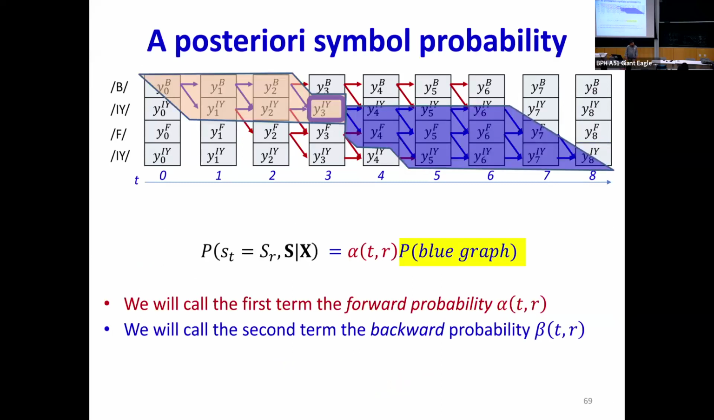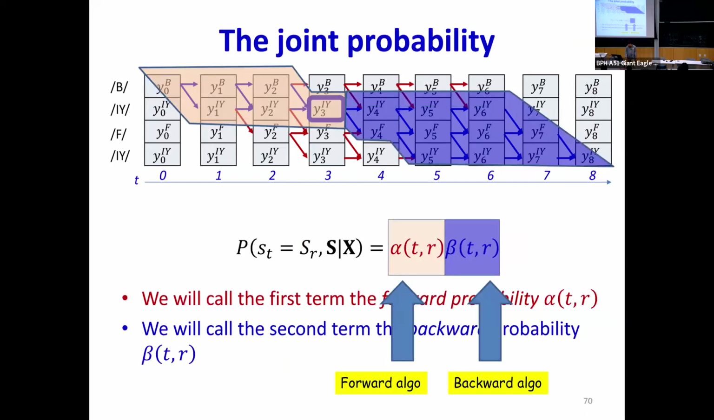And so now I have found a way of computing a probability for the blue graph, which is beta TR. And so the probability of the entire graph that goes through the TRth node is going to be the product of alpha TR and beta TR. Everybody with me?